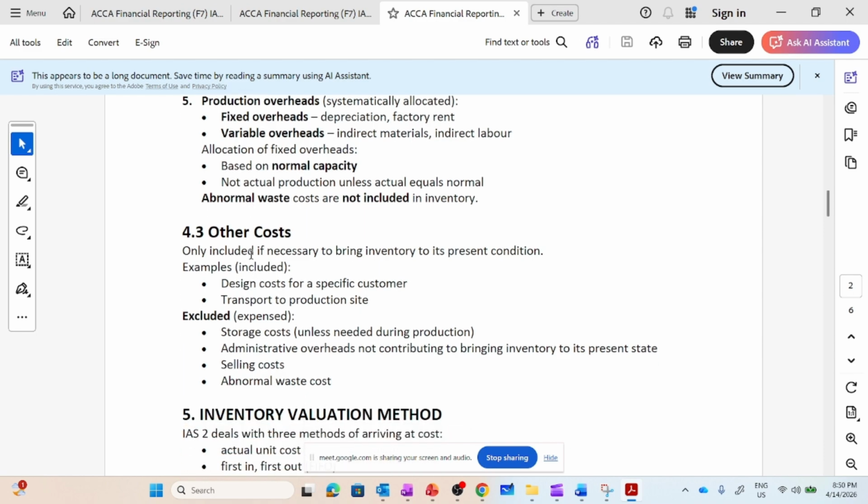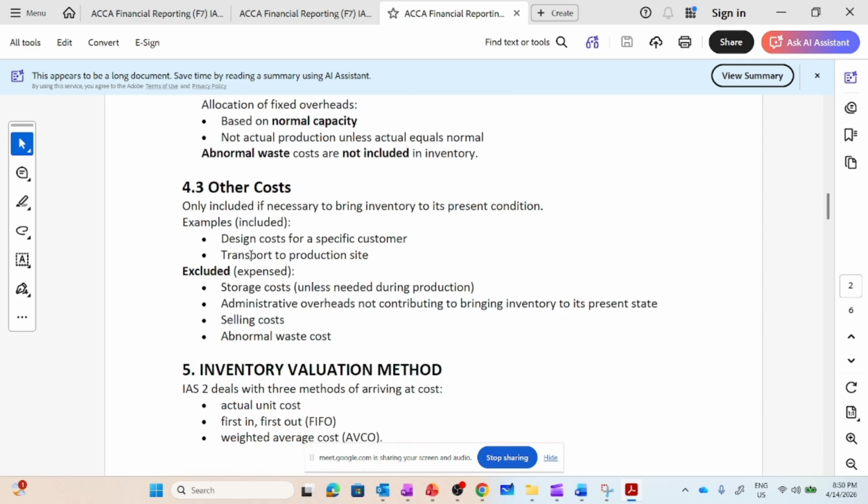So we have other costs that we are going to consider whether we should include it or not. This is very much important. We need to only include cost if it brings the inventory to its present condition. If the cost helps to bring the inventory to its present condition, then we can include it. For example, design costs for specific customers, transportation to production sites, we can include it because if we did not include a specific design, the customer might not want to purchase that particular product from us. The transportation to production sites, obviously we should include it. Every transportation we should include it.